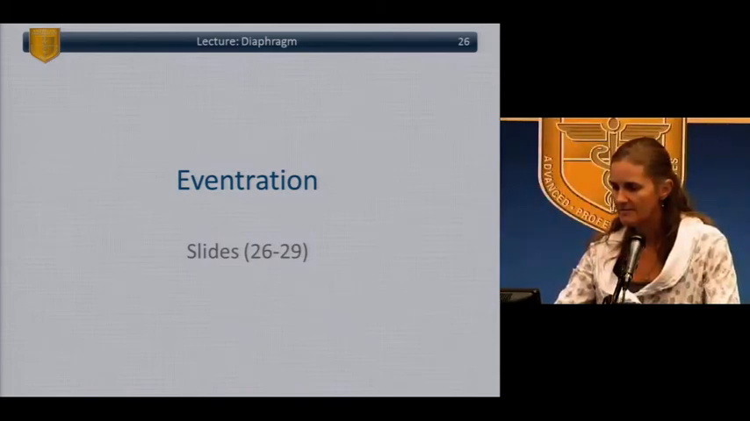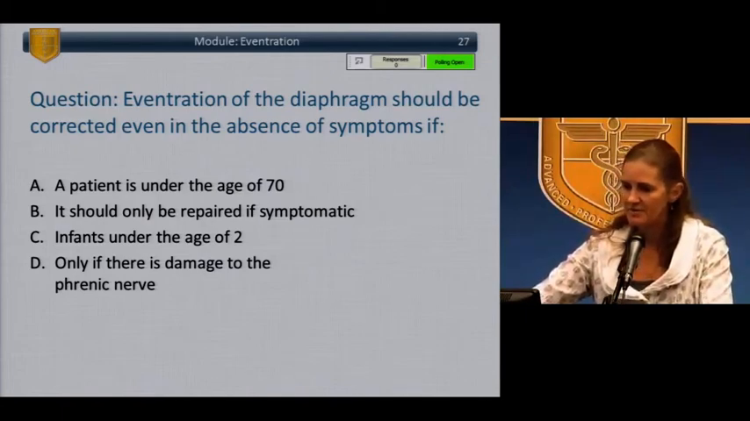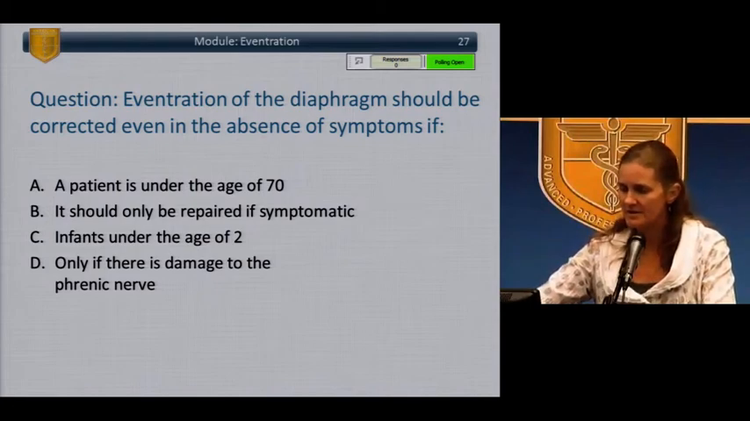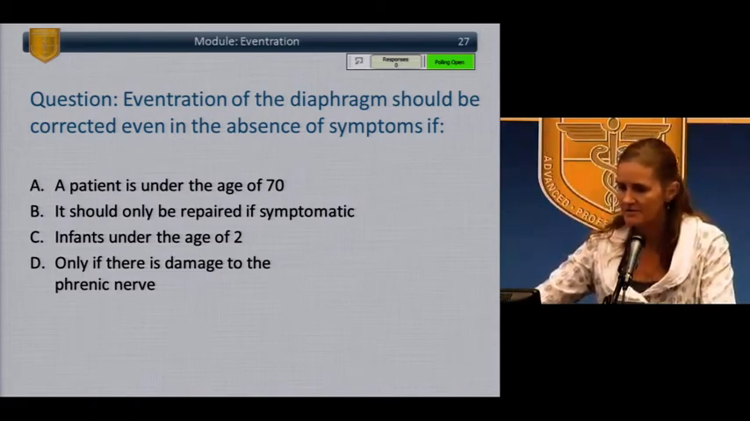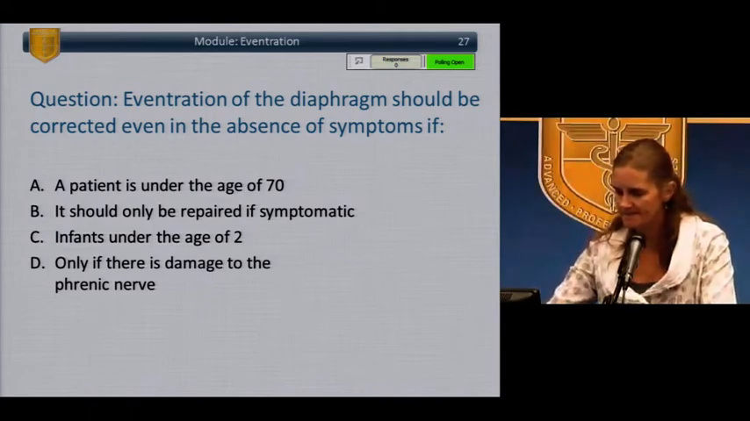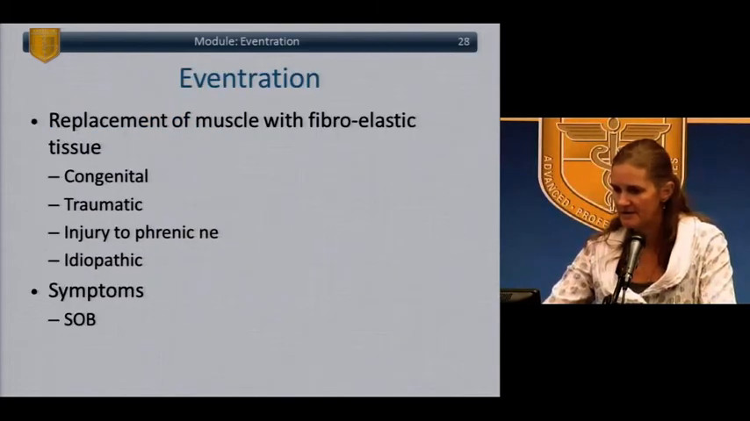Okay, eventration. Question. Eventration of the diaphragm should be corrected even in the absence of symptoms if A, a patient is under the age of 70, B, it should only be repaired if symptomatic, C, infants under the age of 2, and D, only if there is damage to the phrenic nerve. Yeah, the answer is B, it should only be repaired if symptomatic.